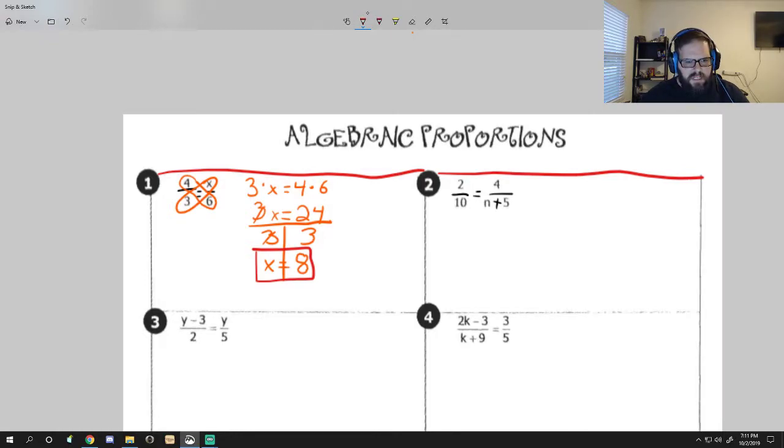Now if we punch this x equals 8 into our equation, we have 4 over 3. That's a really tiny 3, let me fix that real quick. So we have 4 over 3 equals 8 over 6. And are these equivalent fractions?